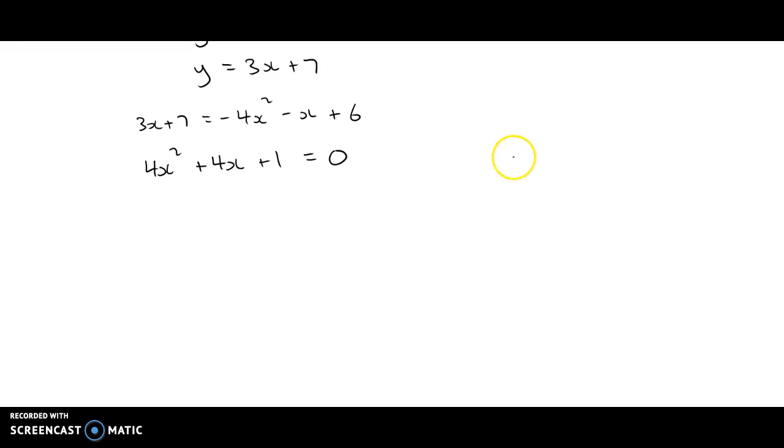Now let's use PSF. We're looking for a product of 1 times 4, which is 4, because this is a non-monic quadratic. We're looking for a sum of 4, so we want two numbers that multiply to 4 and add to 4. The factors will be 2 and 2, so we can use that to split up this term in the middle. 4x squared plus 2x plus 2x plus 1 equals 0. Let's factorize by grouping.